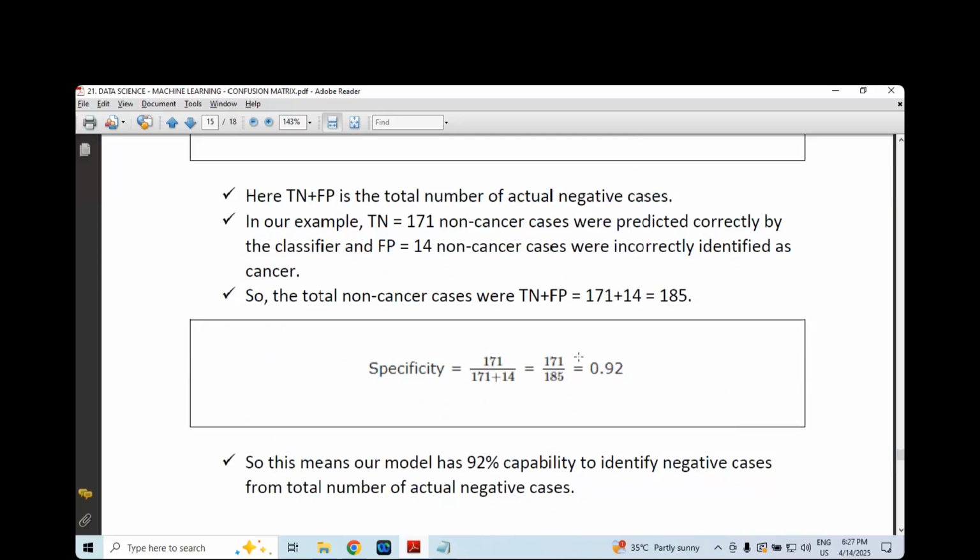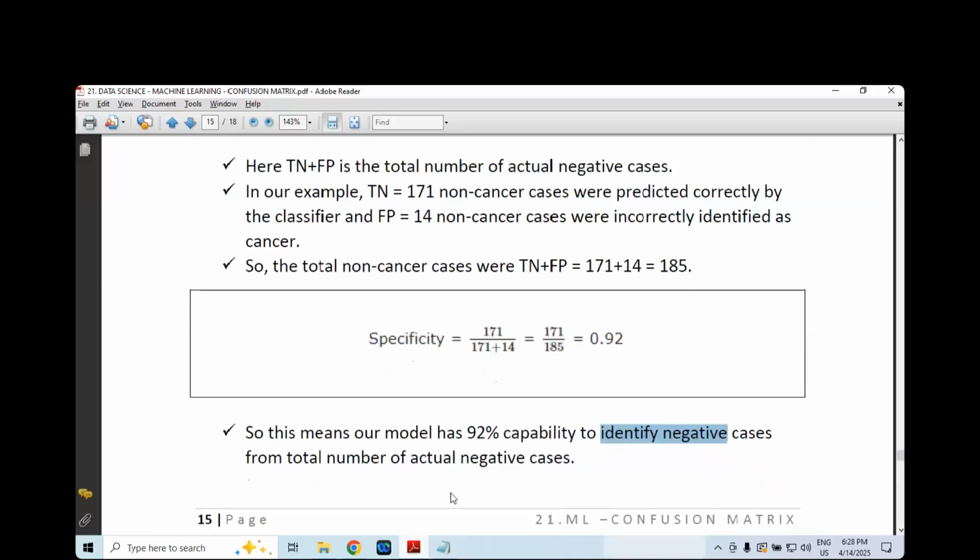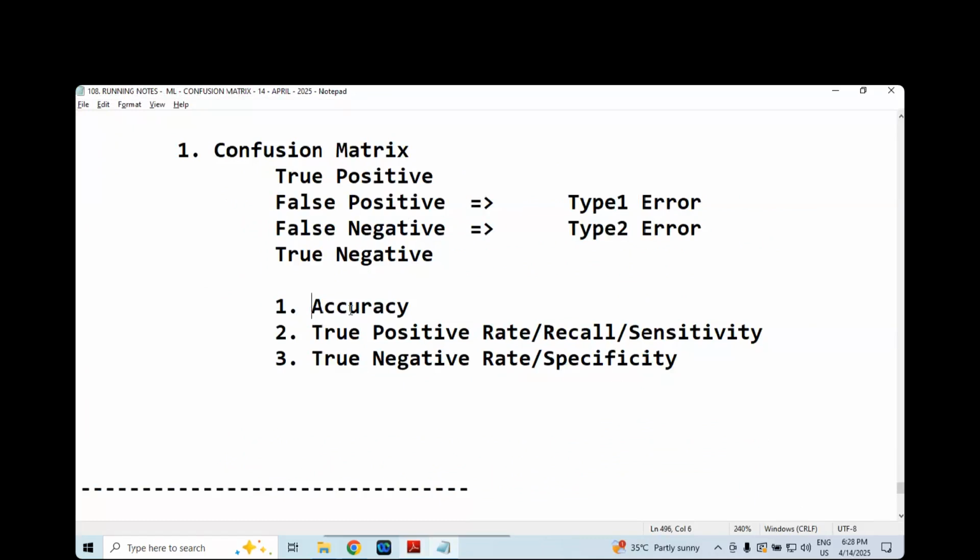We got a clarity of 92%. This means that our model has 92% capability to identify negative cases, the no and no combination. Can you read one more time? First one, accuracy. Next one, true positive rate. Next one, true negative rate. When talking about the true positive rate, it is yes and yes. When talking about the true negative rate, it is no and no.